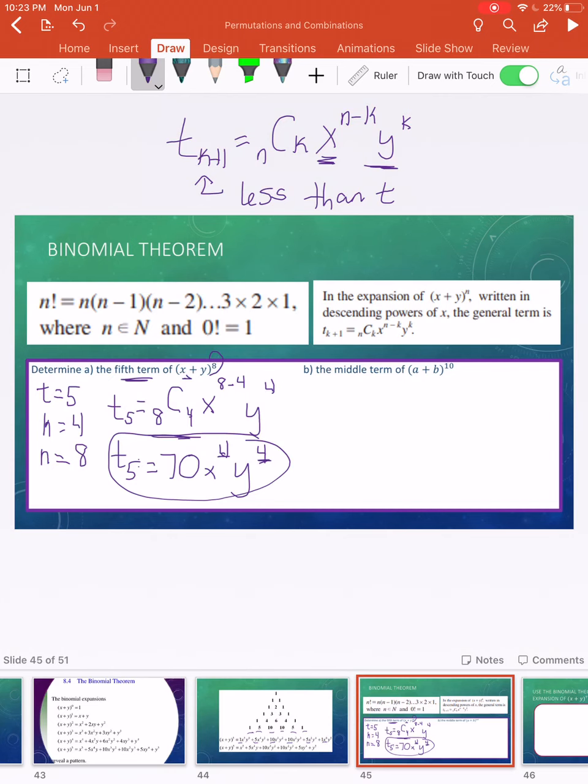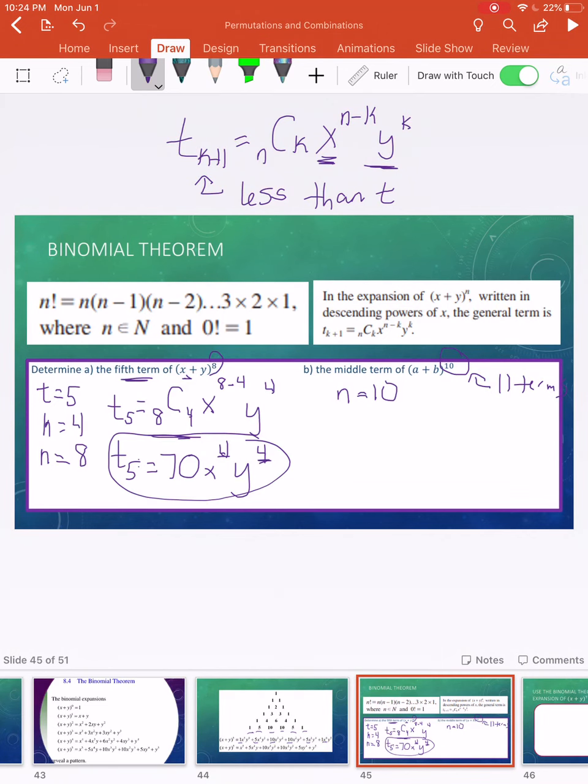Let's try another question. This time we're looking for the middle term. Once again, let's start by making our legend. The other thing we need to talk about is that your n value here is 10. You will always end up having one more term than whatever your n value is. So if I were to expand this whole expression out, I'd end up with 11 terms in total.